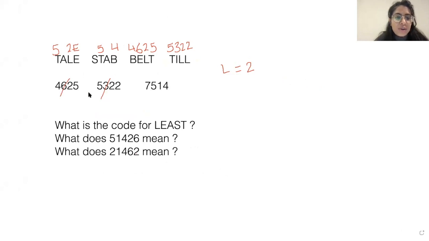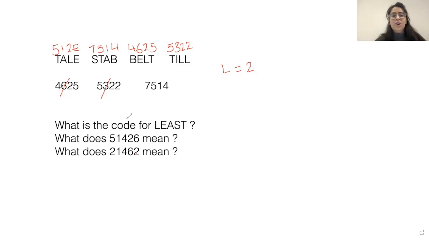So let's look at our codes. Aha, there's a 7, 5, 1, 4. So surely that represents stab. So let's fill in the information we have. 7514. And if that all works, then A has to represent 1. So we can also fill in 1 here. Right. So we've solved the codes and now we need to answer the questions.